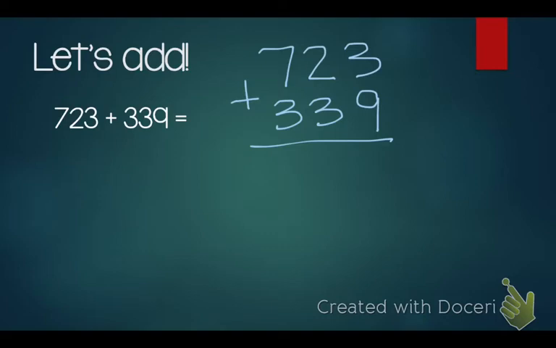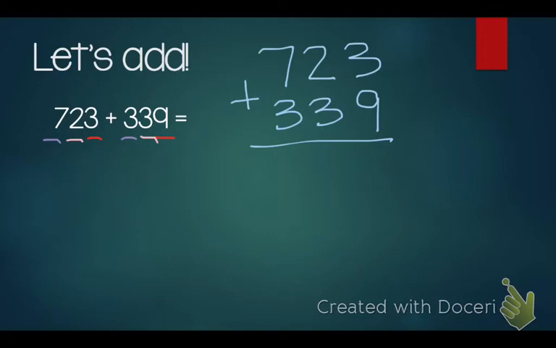Now, where do we begin? If you think about place value, both of these numbers have digits up to the hundreds place. So we have 3 and 9, which are both in the ones place. And if you notice, we have 3 and 9 on top of one another. We have the other numbers, which are 2 and 3. Those are both in the tens place. And then we have the last two numbers, 7 and 3, which are both in the hundreds place. We're going to start our addition with the numbers that are in the ones place.